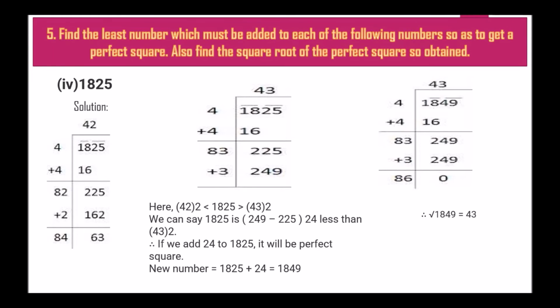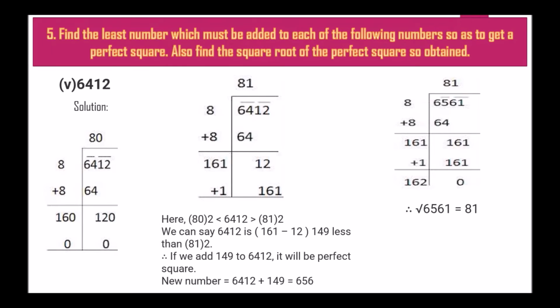1825. We can say that 42 square is less than 1825 and 43 square is more than 1825. So we have to add 24, as it is 24 less than 43 square. So we will add 24 to 1825. It will be a perfect square. So the new number is 1849, which is the perfect square of 43.